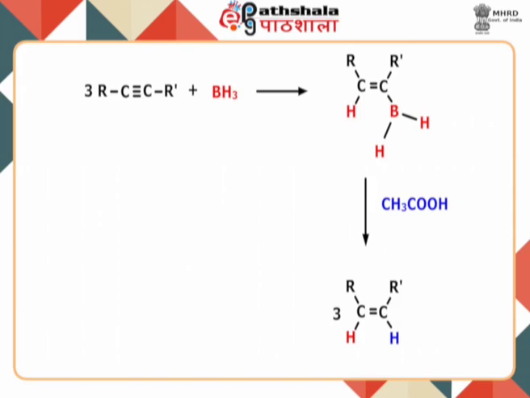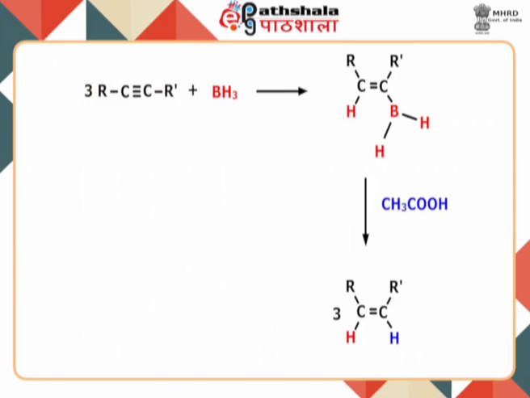Let us consider an example, which is the protonolysis of the alkenyl boranes. It can lead to alkenes in good yield. So, as a result, you can convert the alkynes into alkenes. Let us try to understand this with the help of this equation.